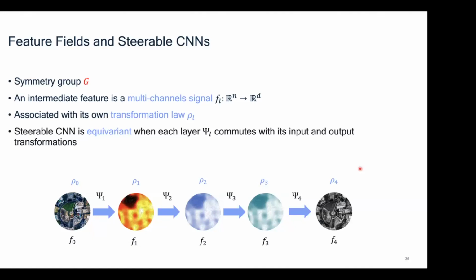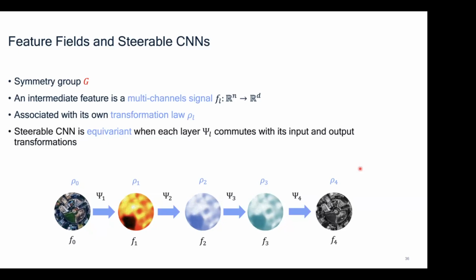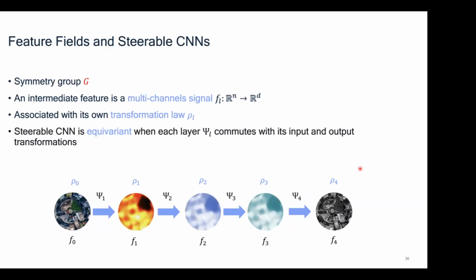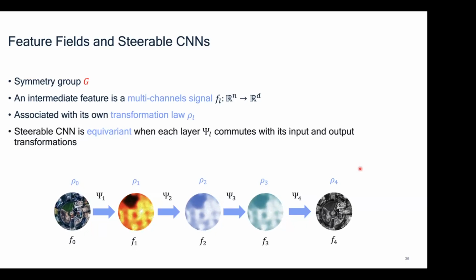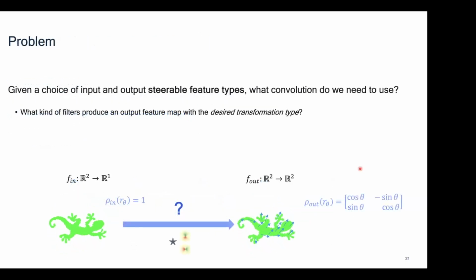In the same way as in a CNN, you choose the number of channels in each intermediate layer. And then we want to design layers which commute with their corresponding input and output representation or transformation law. If we do that in the proper way, then when the input rotates, by induction, also all the activations at all the intermediate layers also rotate. So how do we do this?